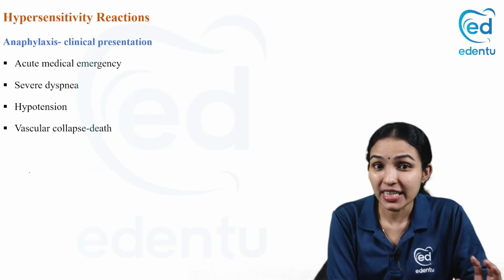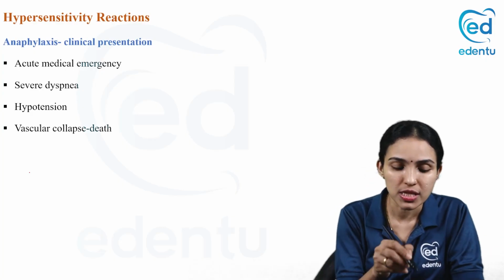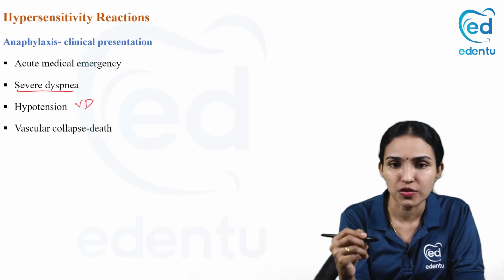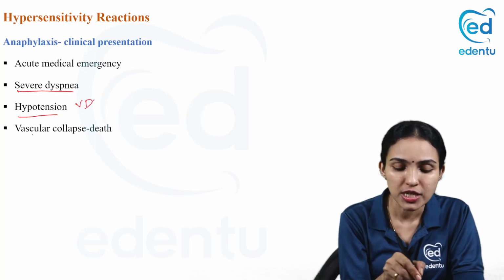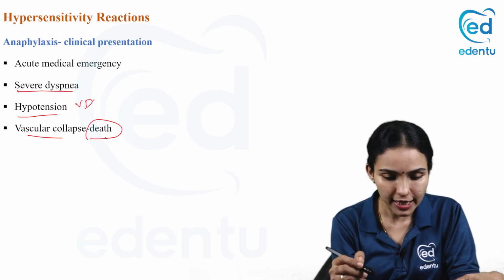So anaphylaxis is a medical emergency. They will have severe dyspnea because there is bronchoconstriction, the lung is affected, and there is vasodilatation. So there is hypotension. This leads to vascular collapse, shock, and death. So this is what happens in anaphylaxis.